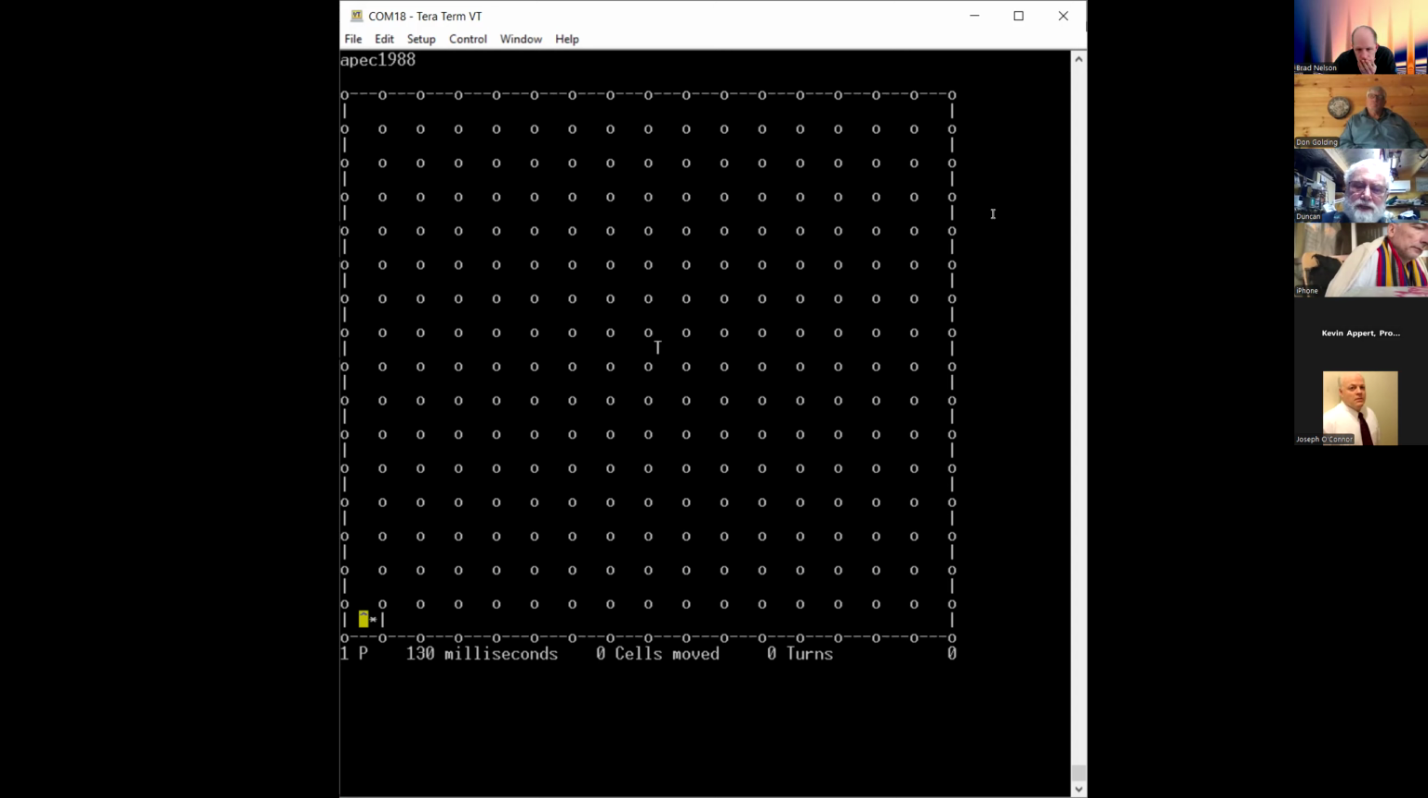You'll see a little asterisk next to it. That means that that cell has been visited. It's the only one that has been visited. Okay.